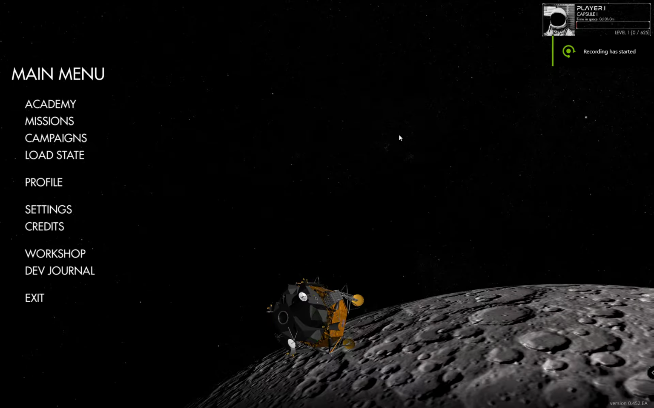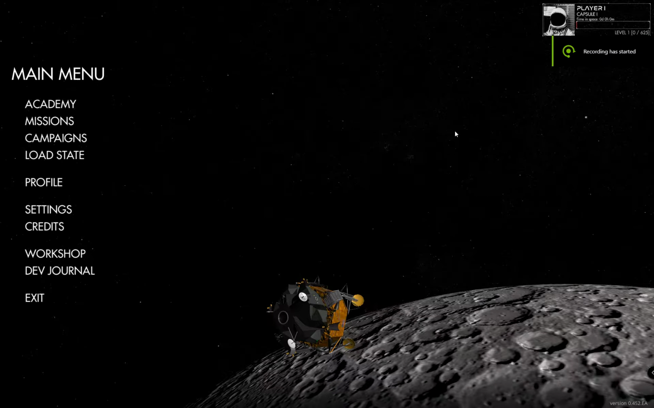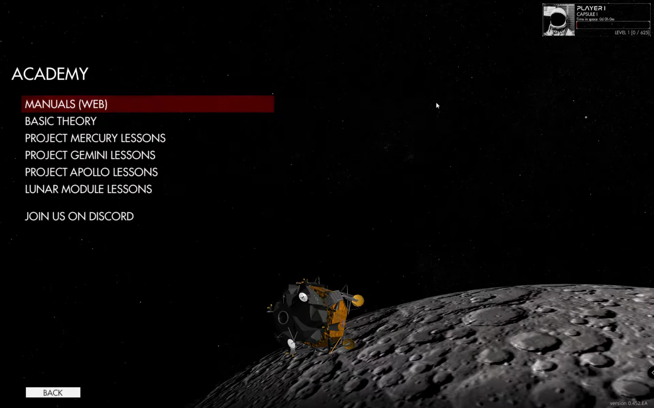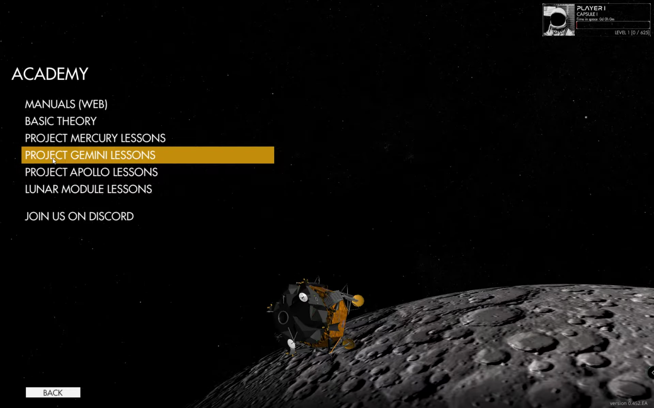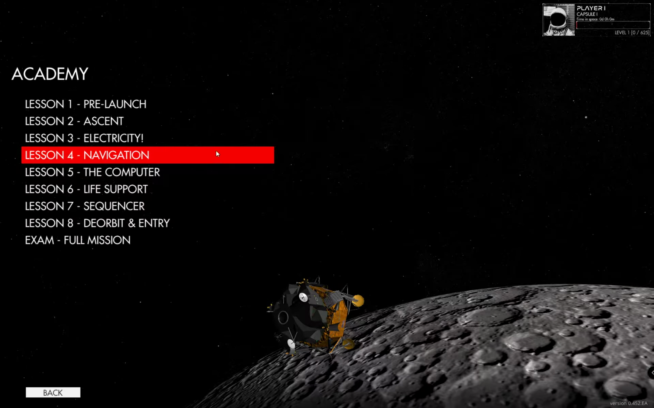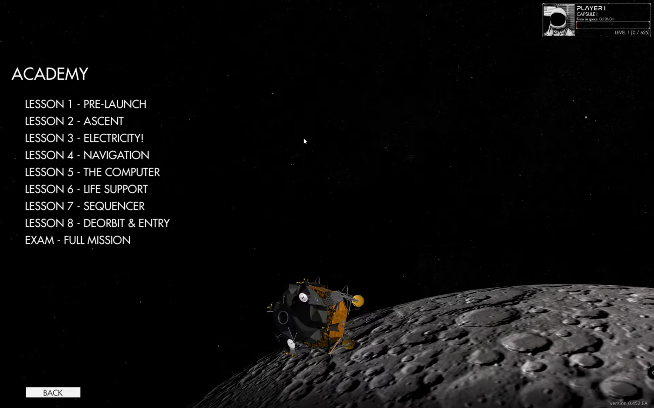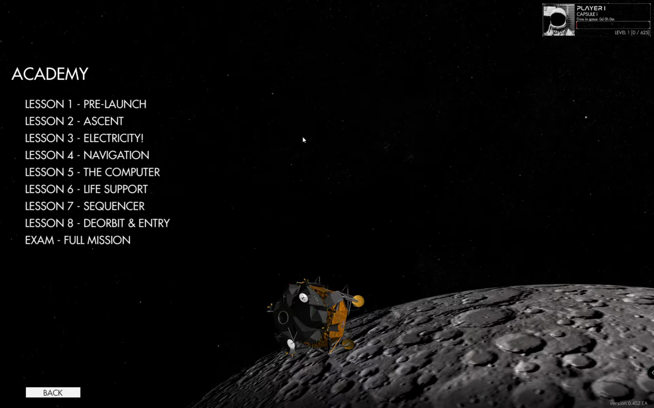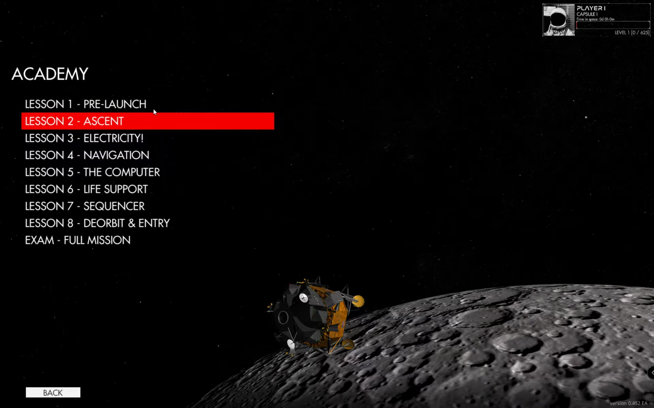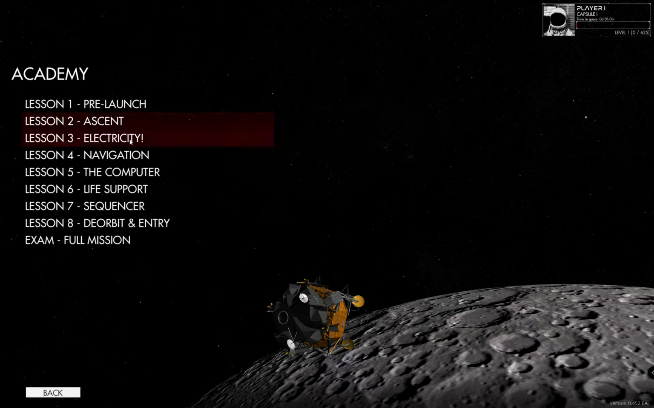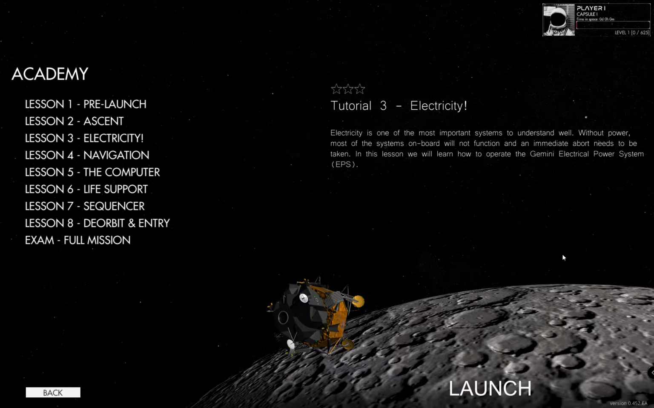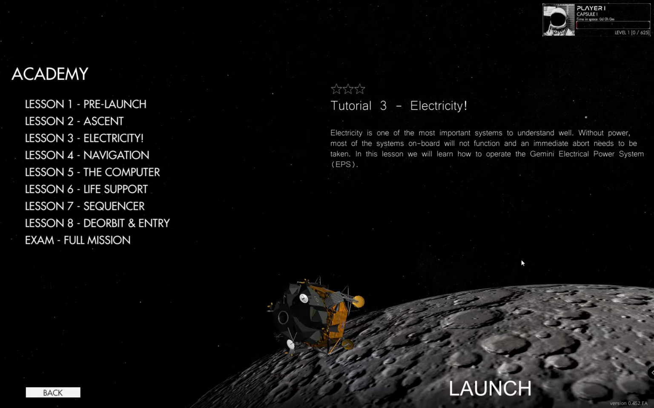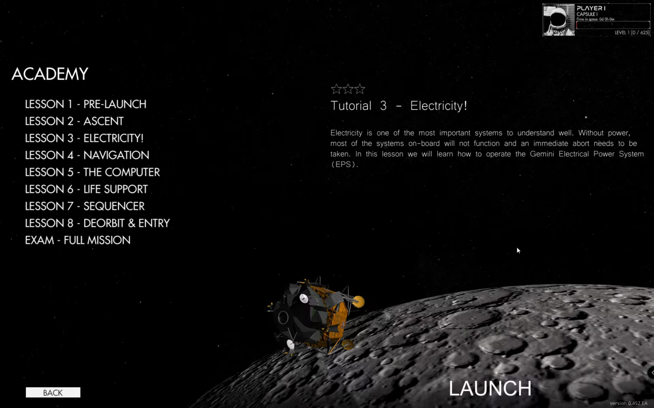Okay, so today we are playing Reentry, an orbital simulator game. We are going to do the Academy lesson for Project Gemini, and this spacecraft was what is considered the bridge to get to the moon between the Mercury and the Apollo program. And we are going to do the electricity session, where the spacecraft is configured in the same way as Gemini 8 and upwards.